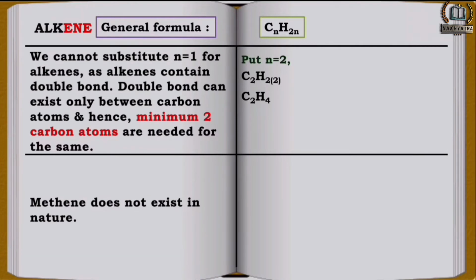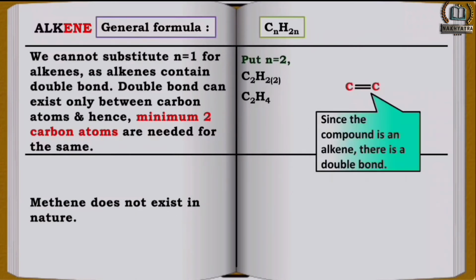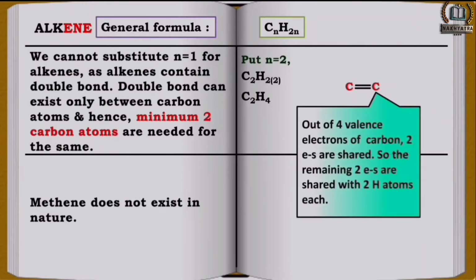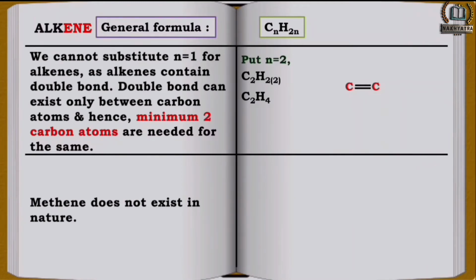Okay, now see, by putting n equal to 2 in the formula, we will get C2H4. First draw the 2 carbon atoms. Now see, since the compound is an alkene, there is a double bond. Now out of 4 valence electrons of carbon, 2 electrons are shared. So the remaining 2 electrons are shared with 2 hydrogen atoms each. Okay. So the compound will be ethene.